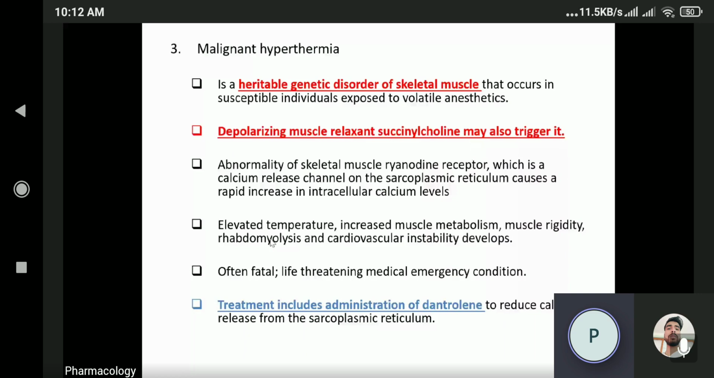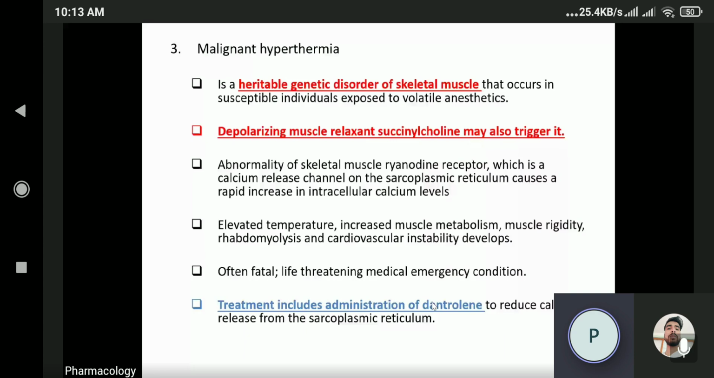So we always have to be prepared for these adverse effects when we use drugs like halothane or sevoflurane along with succinylcholine. But the good thing is that with this toxicity, this life-threatening emergency situation, we also know the drug which can reverse the situation. You also have to remember the name of this drug, and the name of the drug is dantrolene. What it does is reduce the calcium release from the sarcoplasmic reticulum, which is the main culprit behind malignant hyperthermia.